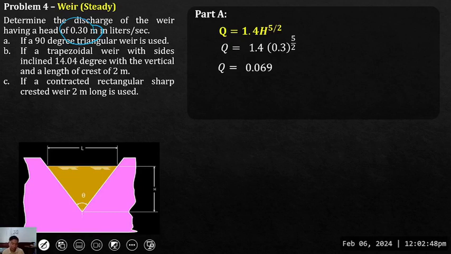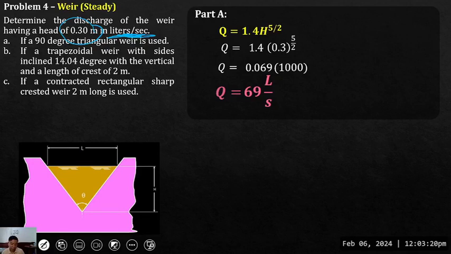So you'll get a value of Q which is 0.069. Now, remember, the question is asking for in terms of liters per second. Diba? So, convert mo. No? Sa isang cubic meter per second, meron kang 1,000 liters. So, times 1,000 mo yan. Diba? So, Q is equal to, that's going to become 69 liters per second for part A. Okay? So, I hope that's clear. So, ano lang yan? Direct substitution lang ng head.